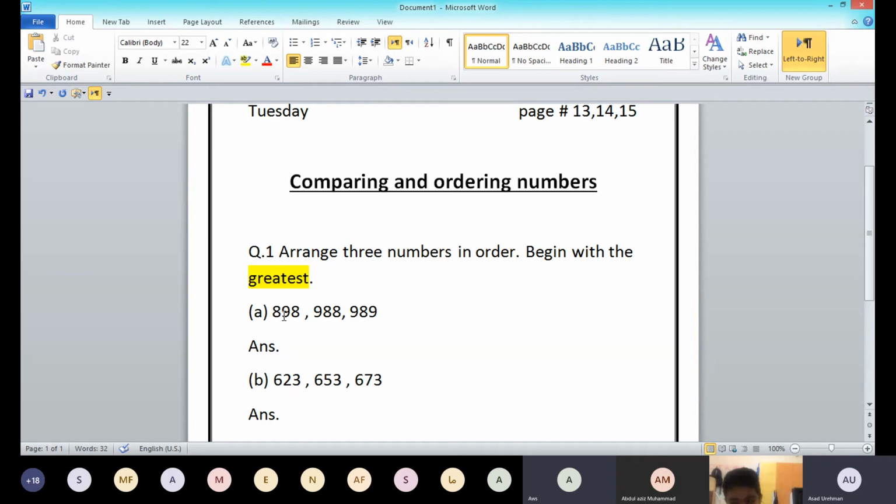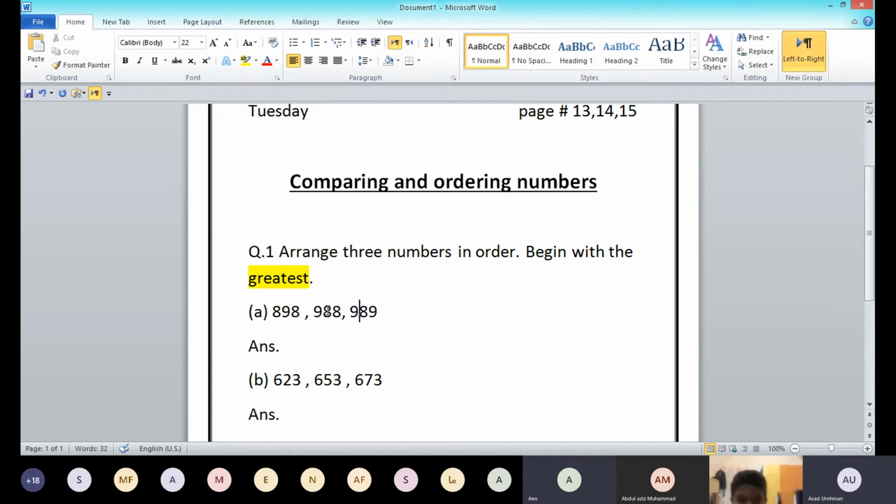That means I will write 898 in the end because this is having 800, right? So now this is the smaller one. I will check from these two now. 900 and also 900. If the hundreds are same, I will check the tens. 8 on the tens, 8 on the tens. So tens are also same. Now I will check the ones. Here 8 on the ones and here 9 on the ones.